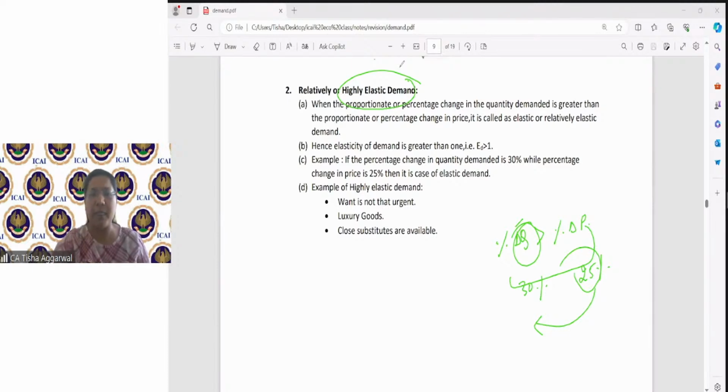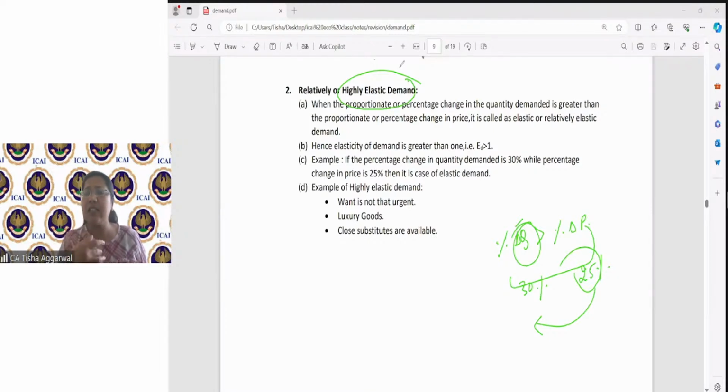Still working for me. Second is this, that whenever you talk about highly elastic demand, you have to understand it could be the one which also has close substitutes available. So if something is very expensive, I will go for another thing.